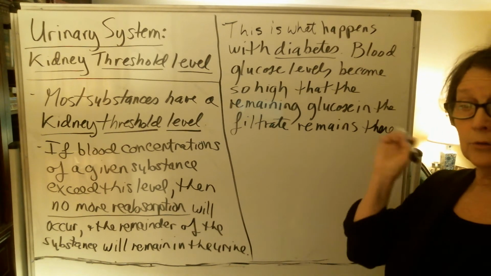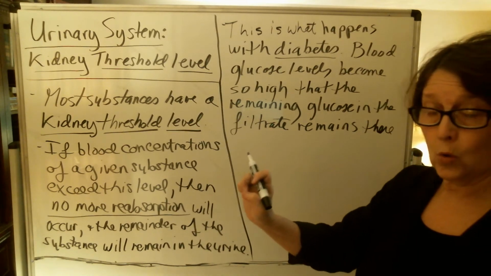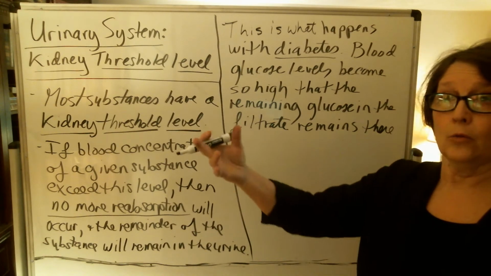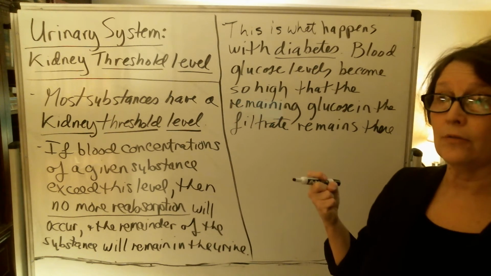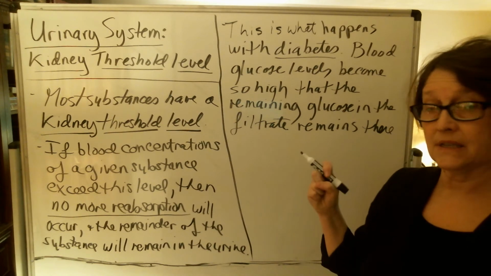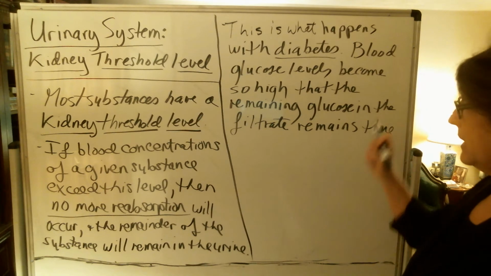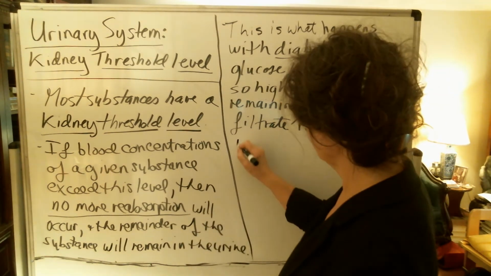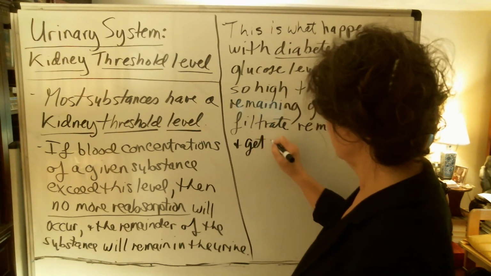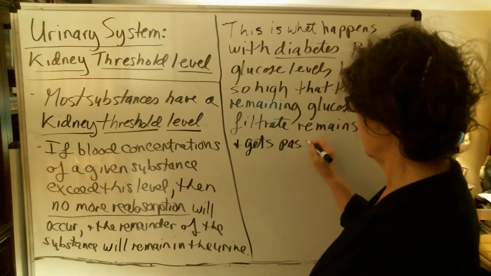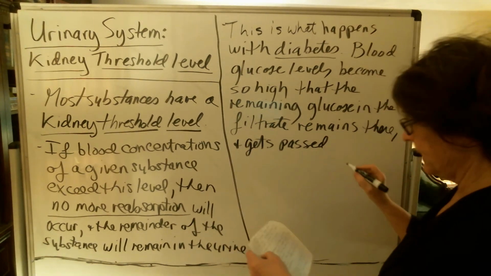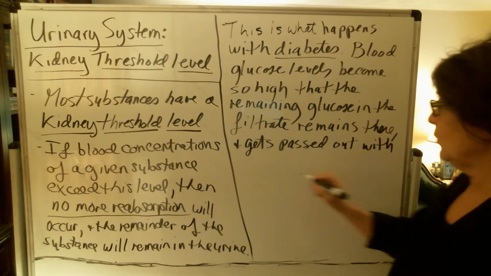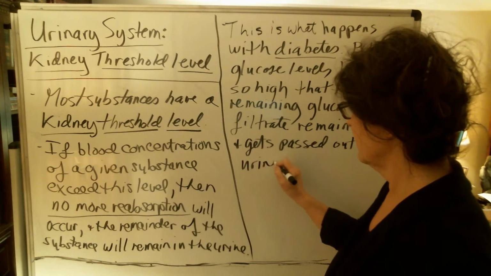So you have blood glucose going into the filtrate, of course, but since blood glucose levels are already very high, reabsorption of the glucose out of the filtrate back into the bloodstream doesn't take place. So as I said, the remaining glucose in the filtrate stays there and gets passed out with the urine.